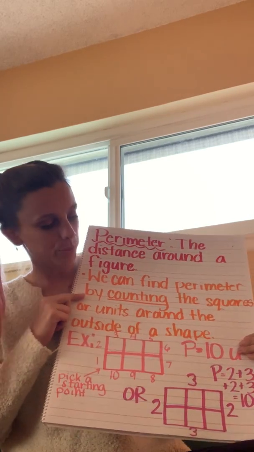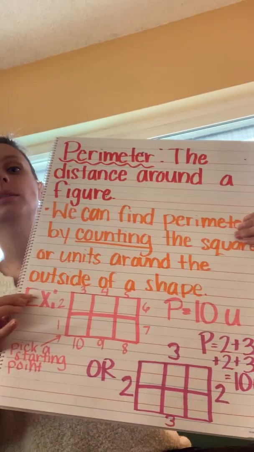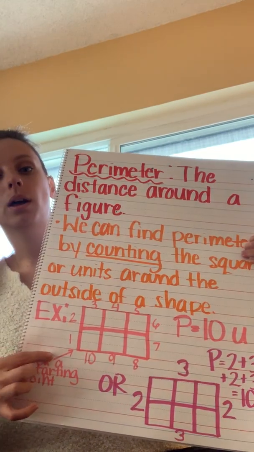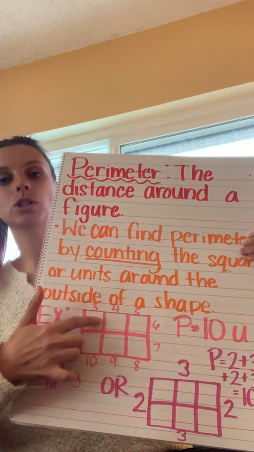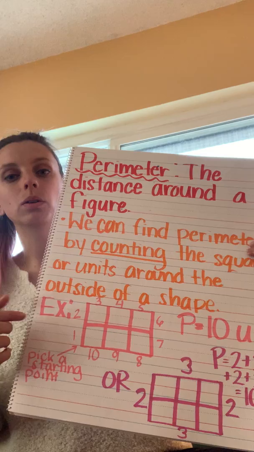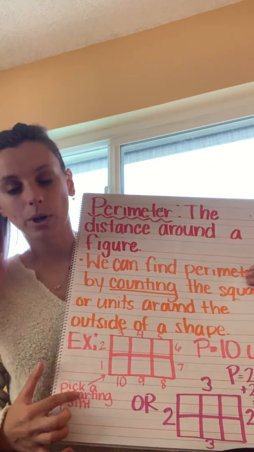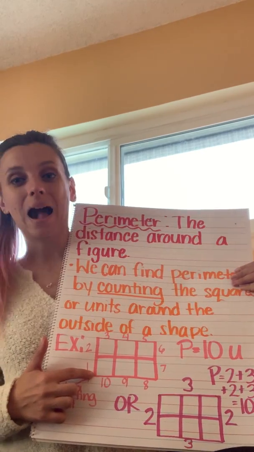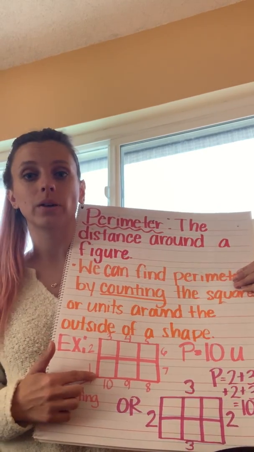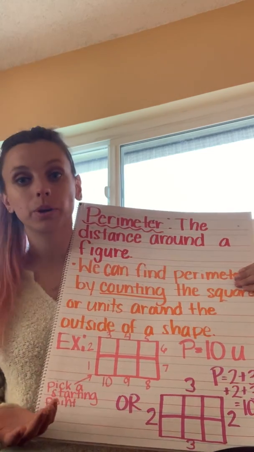So I drew an example for you guys. And I'll post pictures of this too, hopefully, if you can't see. I drew here a rectangle and I broke it into unit squares. That just means they count as one unit. So one way to solve for perimeter is to pick a starting point. For example, I could say I'm going to start at this corner. Then I'm going to count my unit squares as I go around the outside of my shape to find out how much fence I would need for my yard, or what the perimeter is.